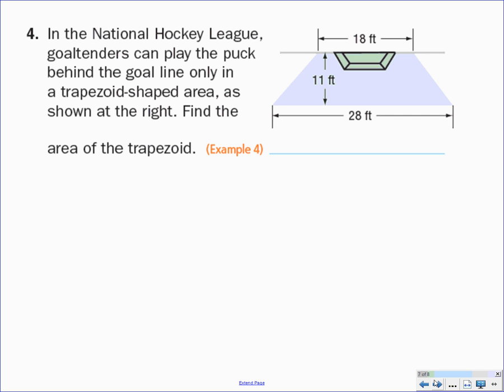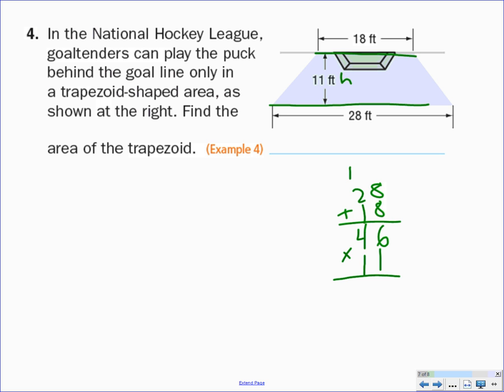Here's another one. Oh, this one's easy though, right? We have 2 bases. Remember the parallel lines and the height, right? So we can do 28 plus 18, which is 46. The height's 11. So I could do 46 times 11 and then divide by 2, or I could just take half of the 46, which is easy. It's 23 times 11, which is easier.